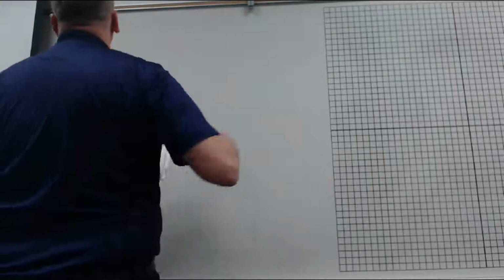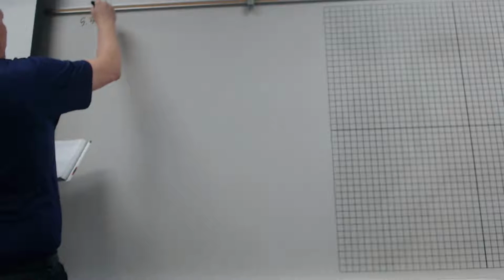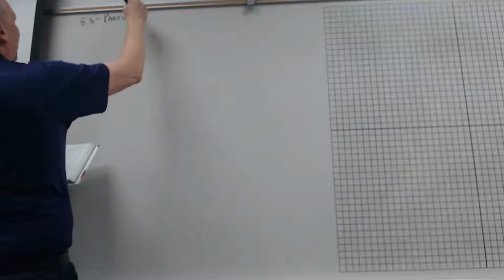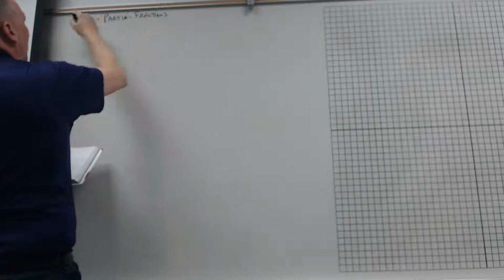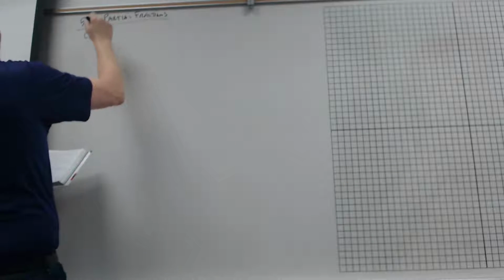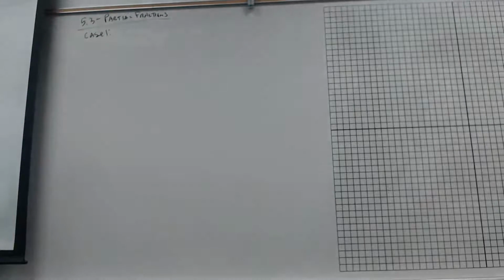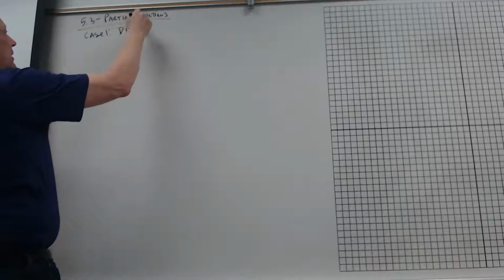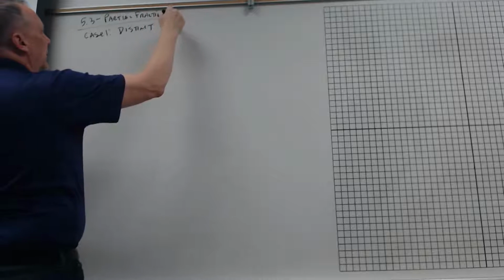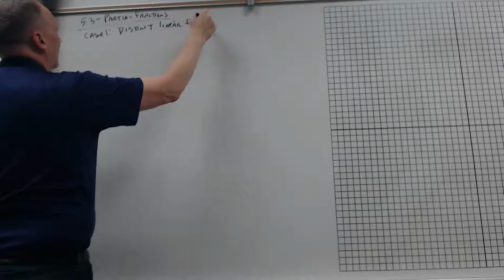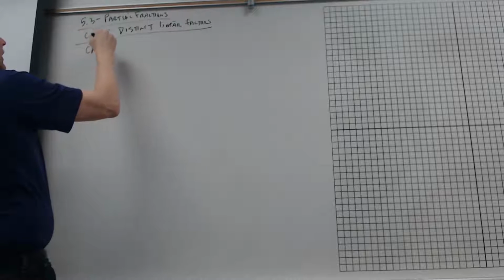All right, so we're going to continue 5.3, which is on partial fractions. Now, just remind me, what was case number 1? What were we doing with this today? Anybody remember? Distinct linear factors. Okay? So we're going to do case 2 today.